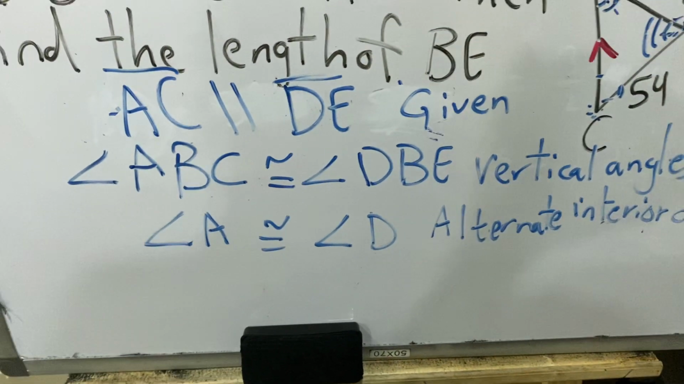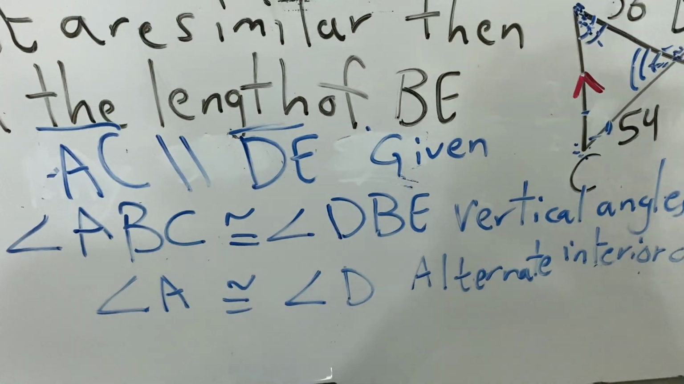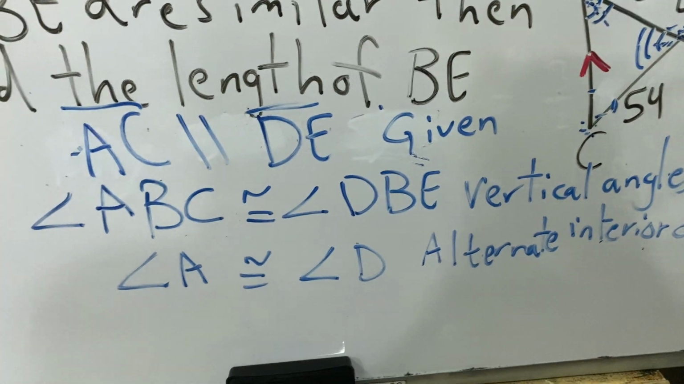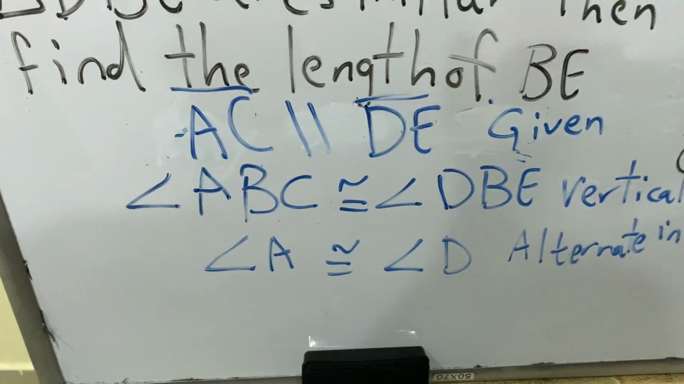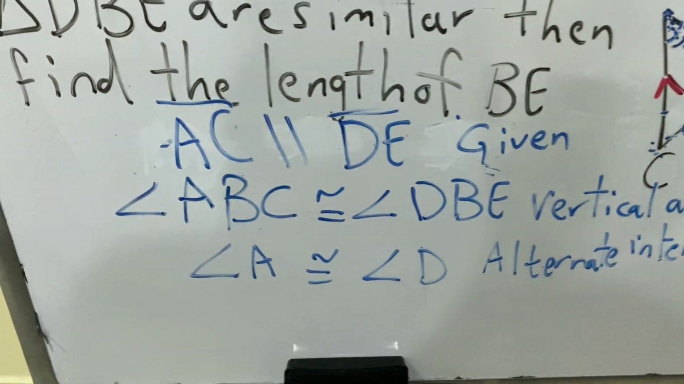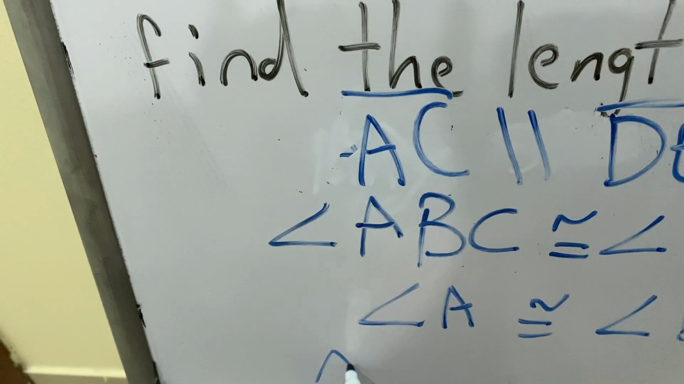Now I wrote this. Now I have to go to the next step. I already now have two angles. One is this, the B, and the other one is A and D. Then I can now say that the two triangles are similar. Then I will say what he requested from me.